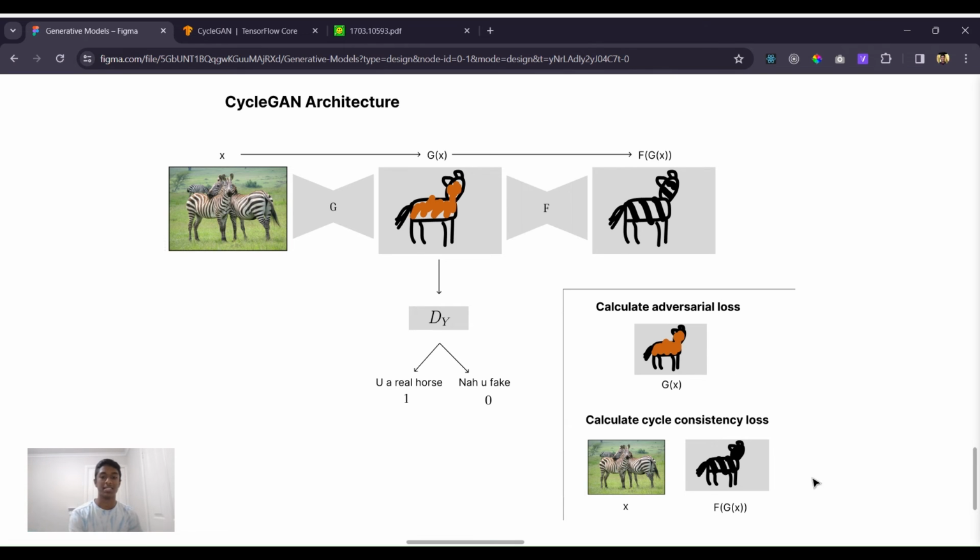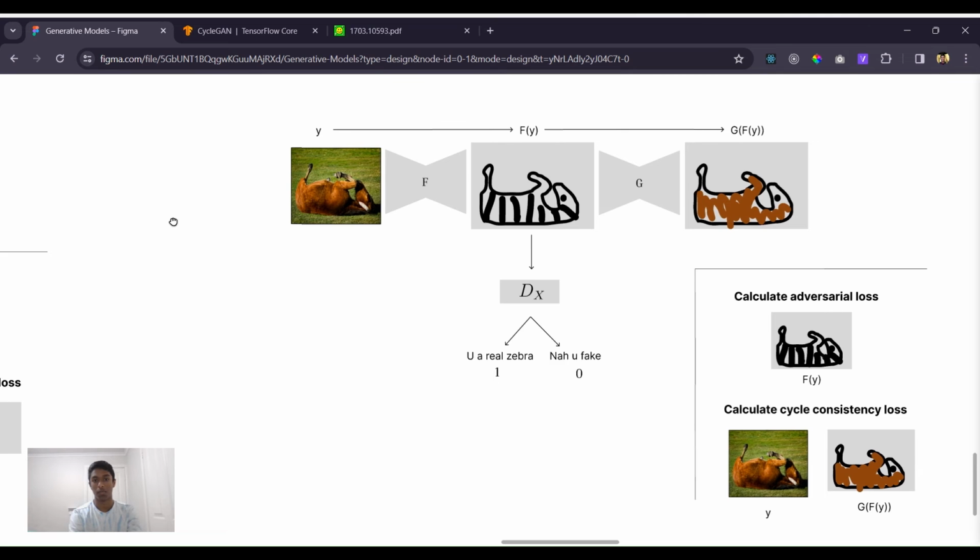And the cycle consistency loss is going to say, well, if we go from zebra to horse to zebra, then the two zebras at the end should be similar. And that makes sense. So that's how we calculate that cycle consistency loss. And so this was from zebra to horse to zebra. And the same thing applies for horse to zebra to horse. So let's go through that as well.